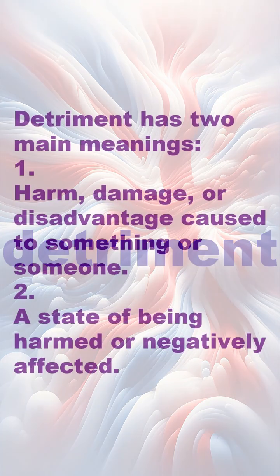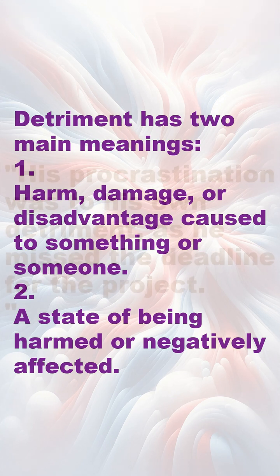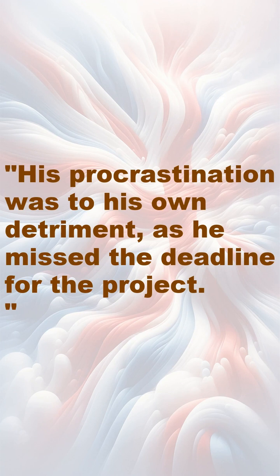Detriment. Detriment has two main meanings. 1. Harm, damage, or disadvantage caused to something or someone. 2. A state of being harmed or negatively affected. His procrastination was to his own detriment, as he missed the deadline for the project.